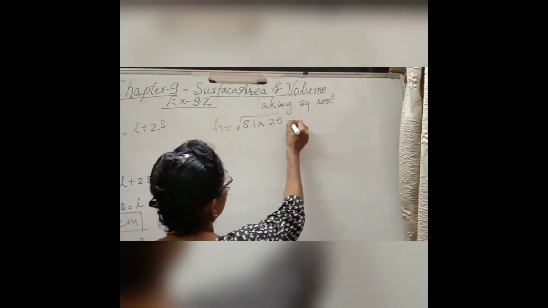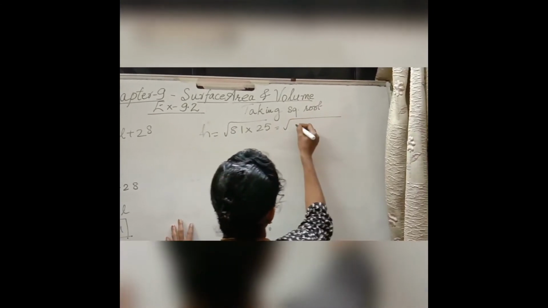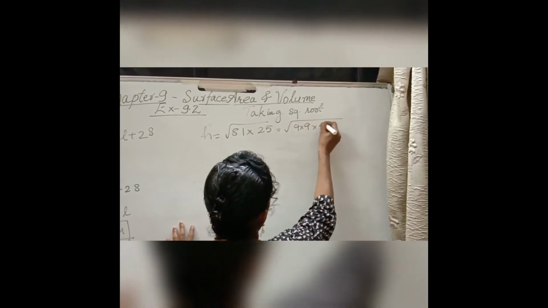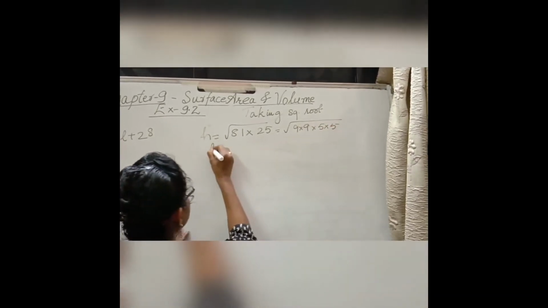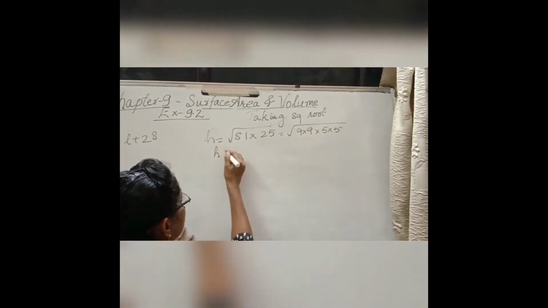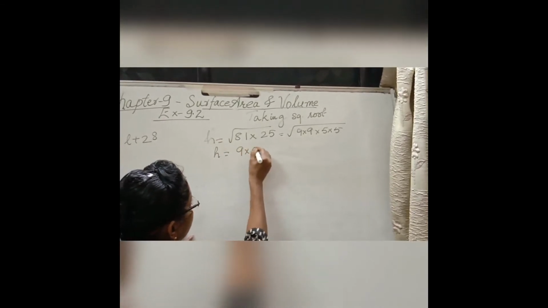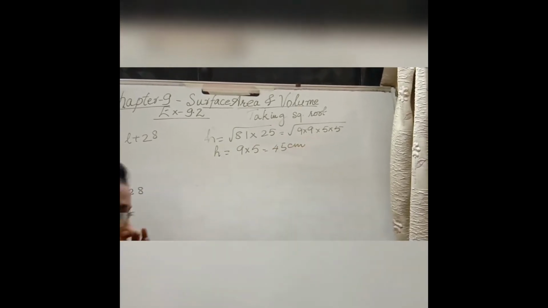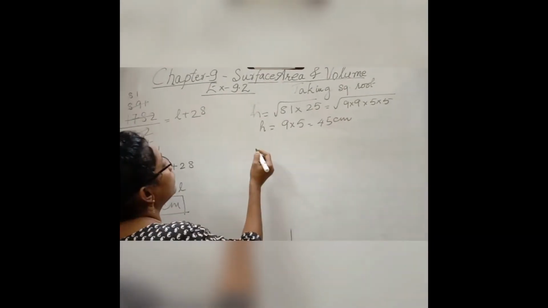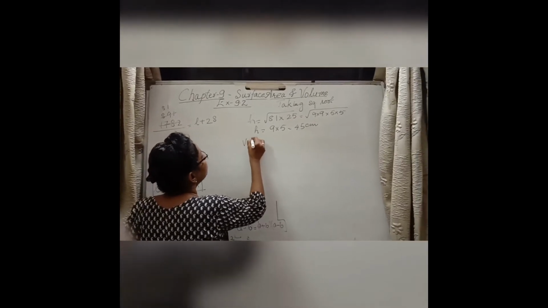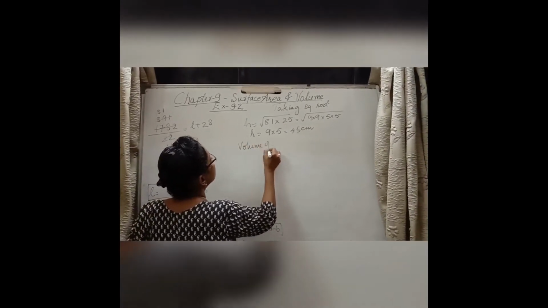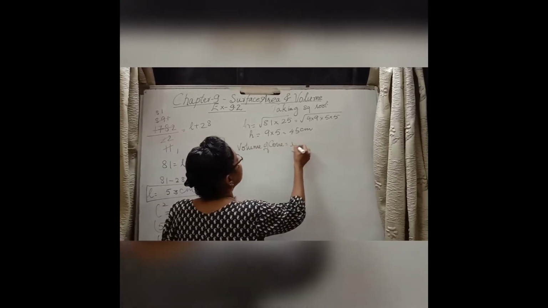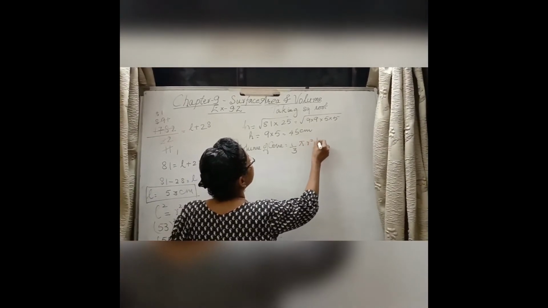This also, students, you can write the factorization and 9 into 9 into 5 into 5. So H is equal to 9 into 5, that is equal to 45 centimeter. Now we will put the value in the formula of volume. So volume of cone is equal to 1 by 3 pi r square h.